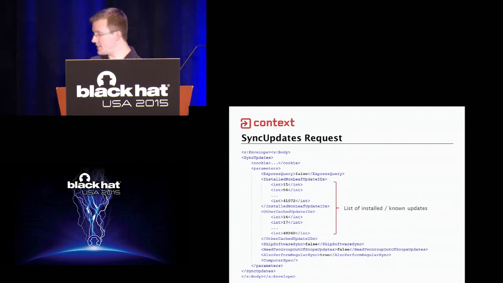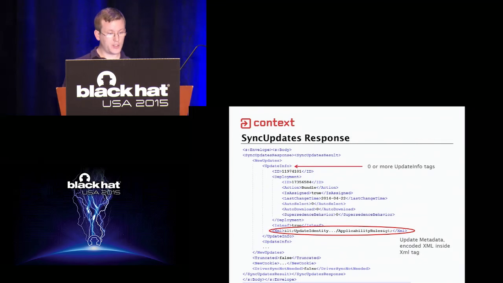So this is a sync updates request. I've abbreviated it because normally there's hundreds of IDs in there, but this is literally just a list of update IDs that it's got installed. The server then responds with any new update IDs. So there's one here. So this is an update ID. Every update has two IDs, don't know why. Bit of metadata, and then because it's XML, there's an XML tag with some XML encoded XML inside of it.